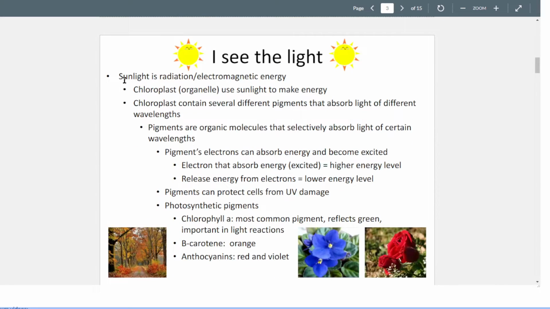So we're going to first talk about pigments. Pigments are how electrons can absorb energy, and being excited means a higher energy level. It has more energy. So the chloroplast uses sunlight to make energy, and pigments absorb light of certain wavelengths. It's also the color that absorbs the light. Pigments can protect cells from UV damage. Most common pigments reflect green, so it gives color and absorbs light.